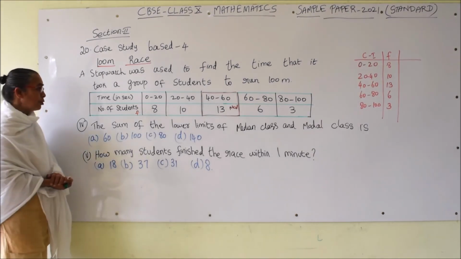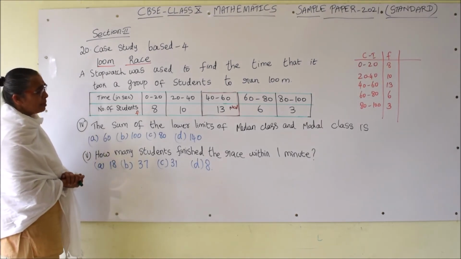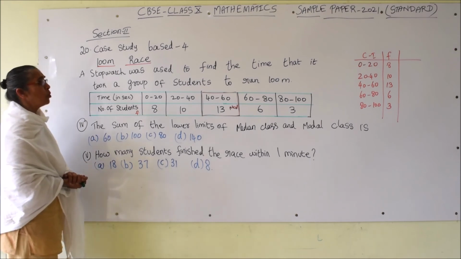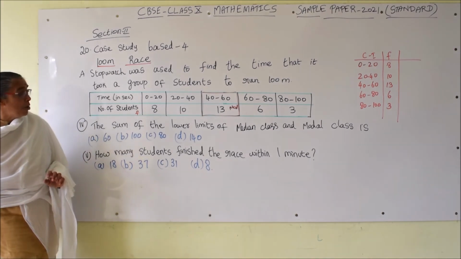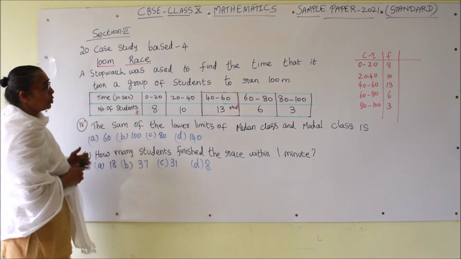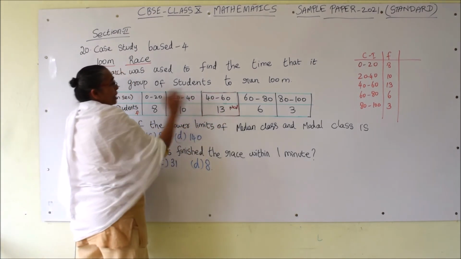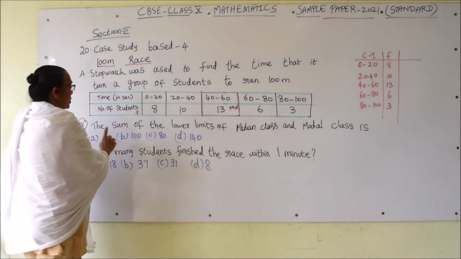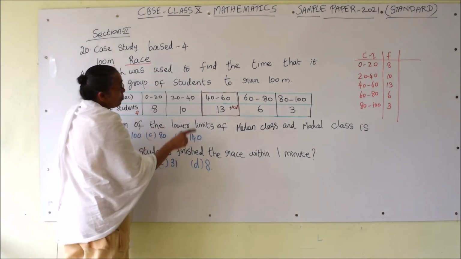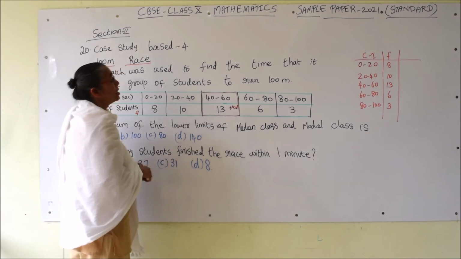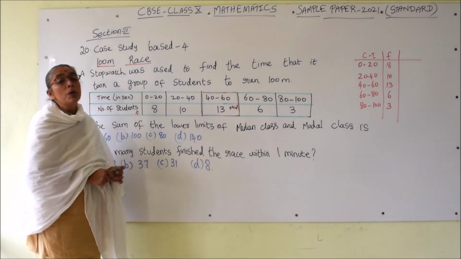Now, question number 4, the sum of the lower limits of the median class and modal class. So, already we found the modal class. You know the modal class is this one, 40 to 60. In that, the lower limit is already 40. But the question is the sum of the lower limits of median class and modal class. So, we have to find out the median class now.